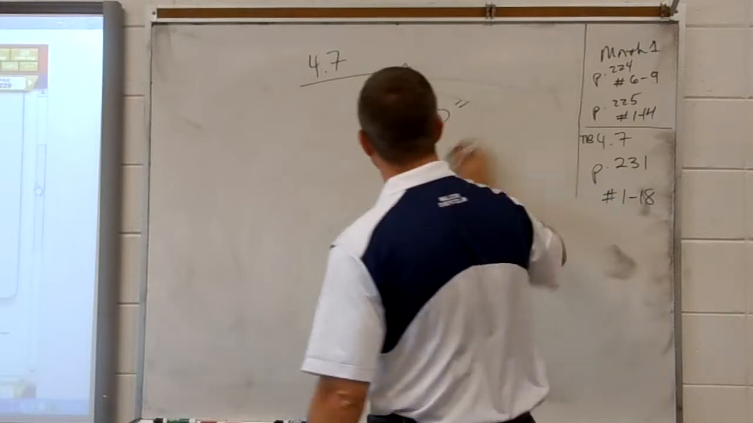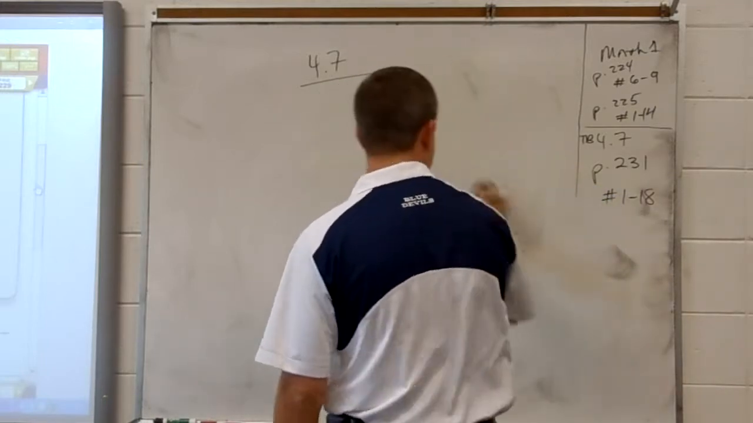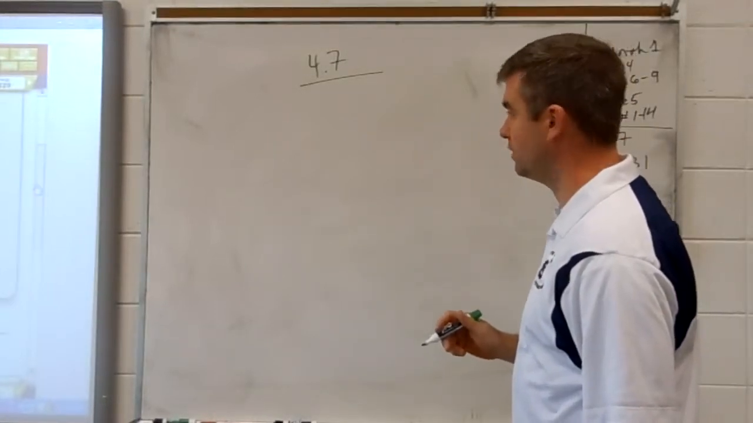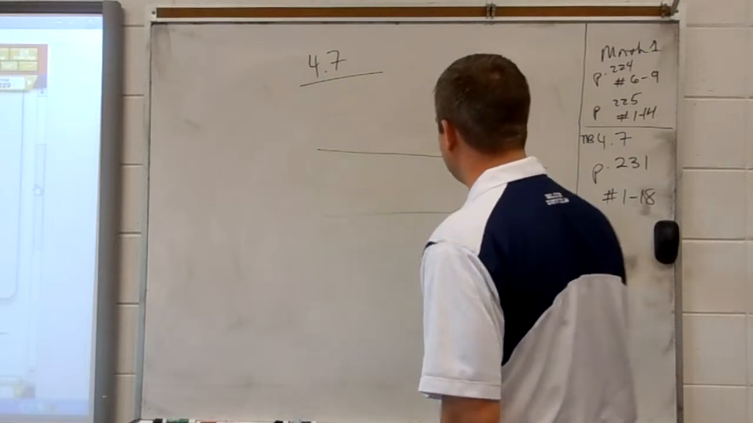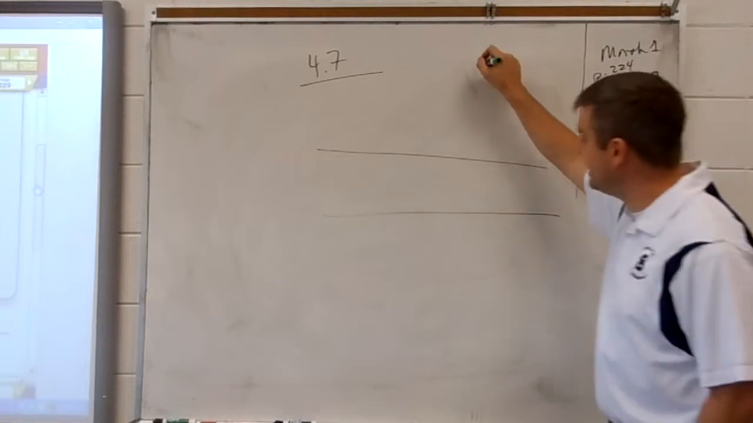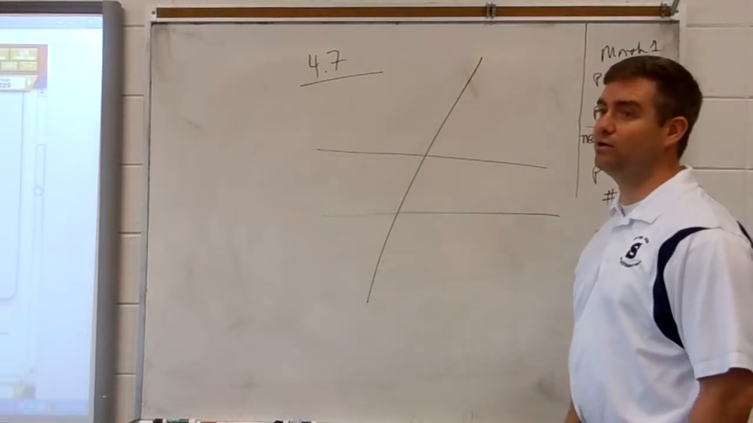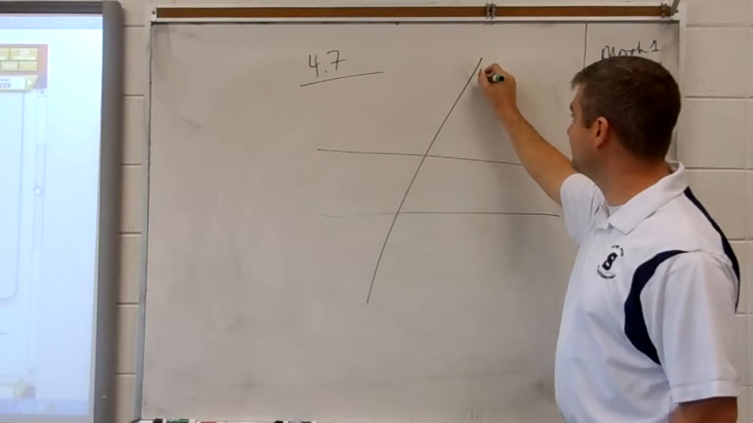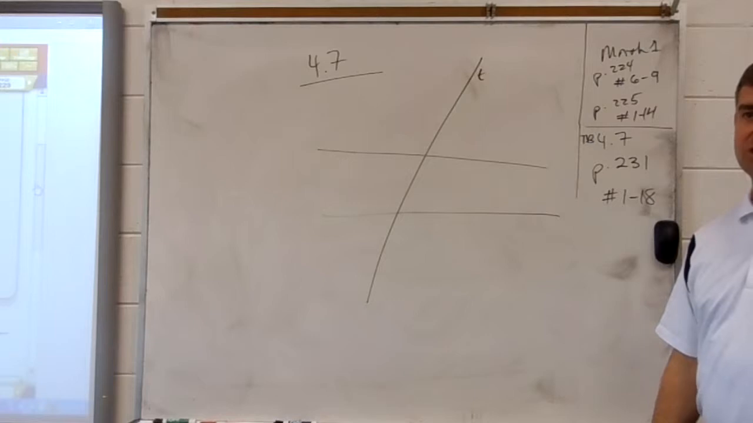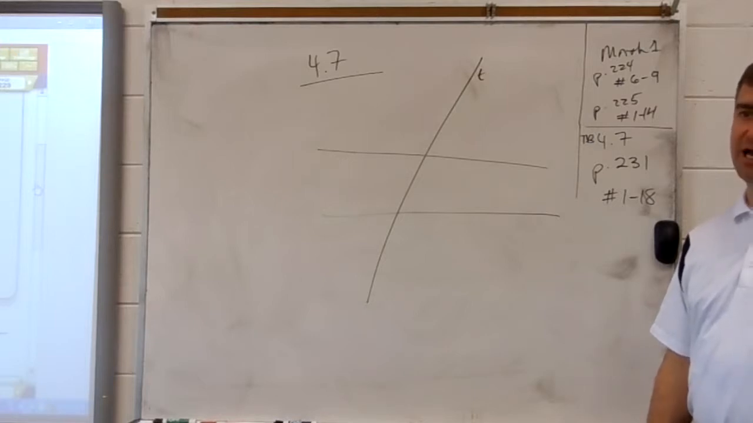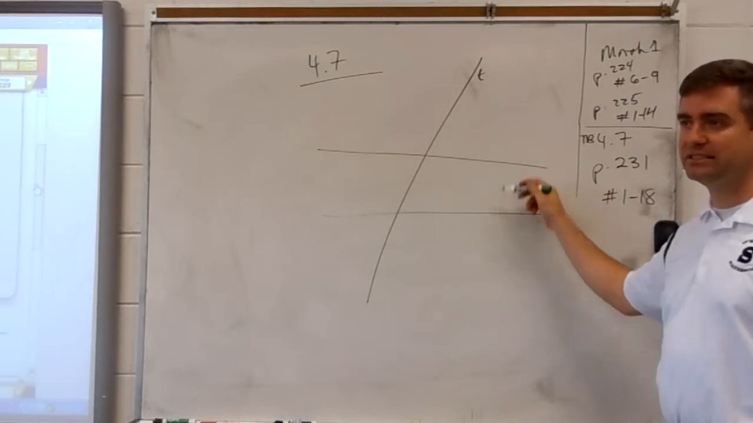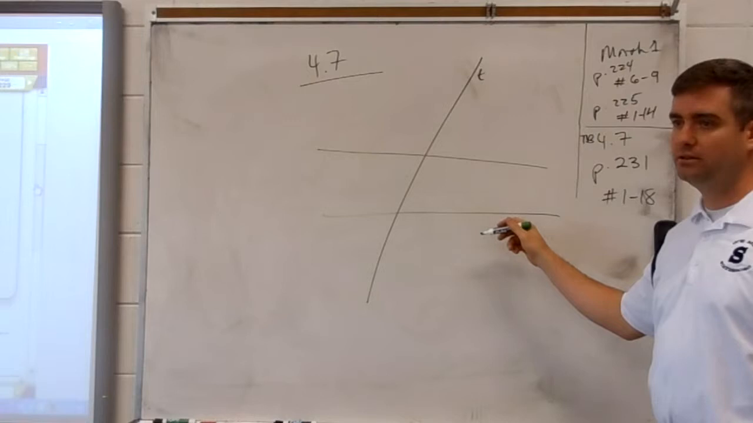Transversal. A transversal is a line that intersects two or more coplanar lines at different points. So if I have two lines, not necessarily parallel, they could be parallel, and I cut those two lines with a single line, that line is called a transversal. And luckily, we label it with a lowercase t. A transversal cuts two other lines.